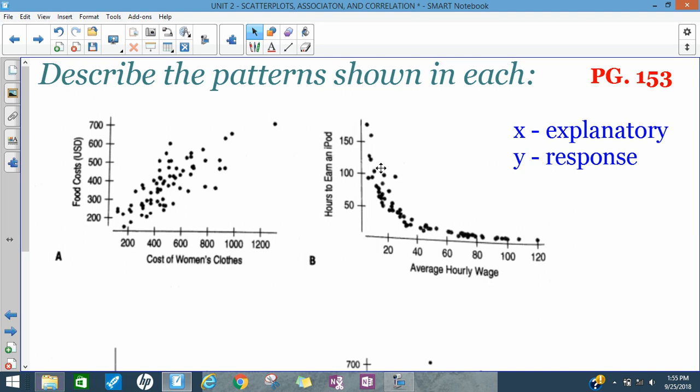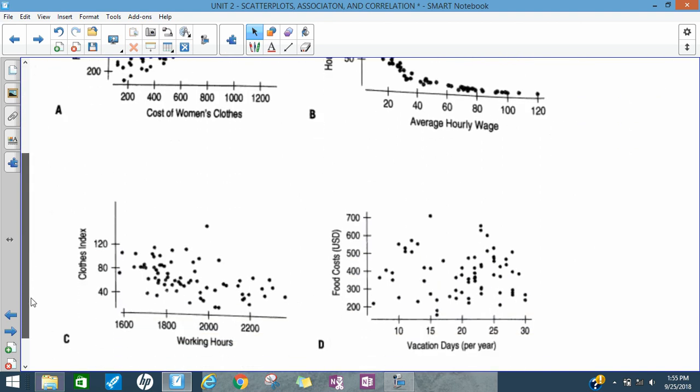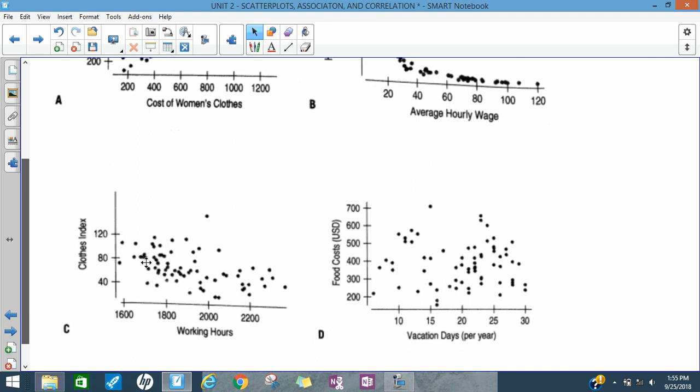In B, it's going to be a negative relationship because it goes down to the right, and we would say it's curved, and that it's pretty strong. These data points are pretty packed in tight to this curved path. In C, it looks like we have a negative relationship. It looks like as working hours go up, the clothes index is going down. It has a sort of linear path. Looks like we might have a point up here that's concerning. And it's got a weak relationship. These data points are not packed in very tight.